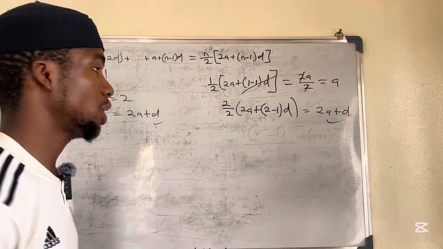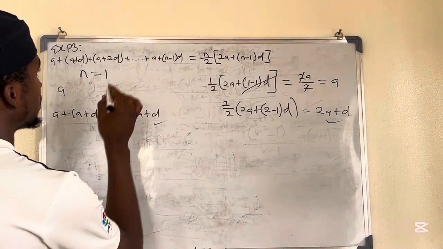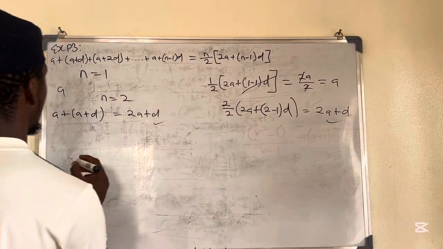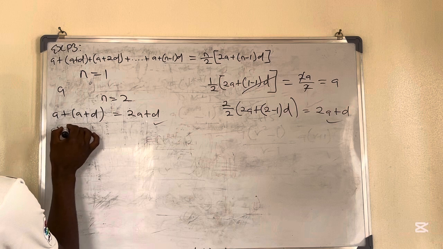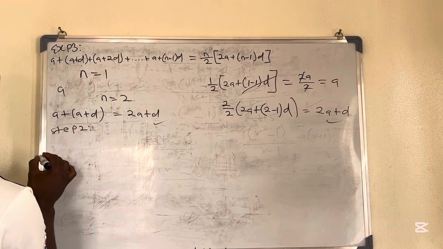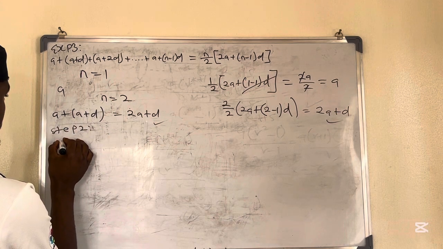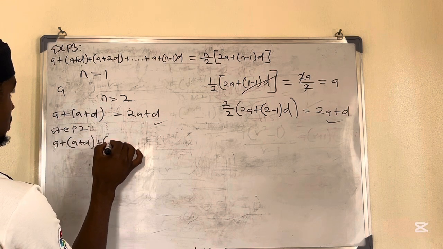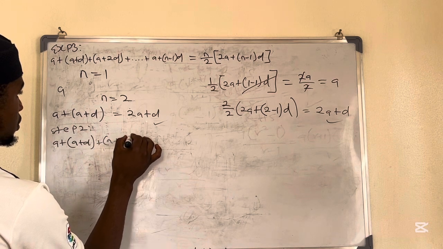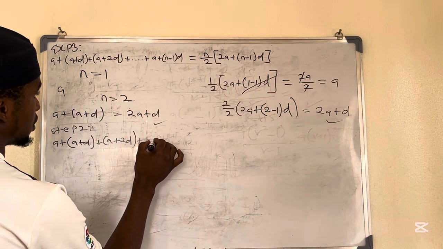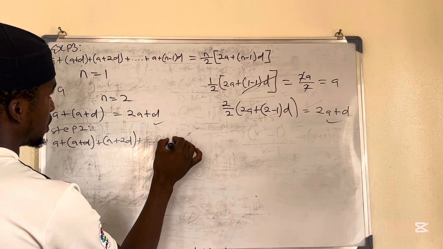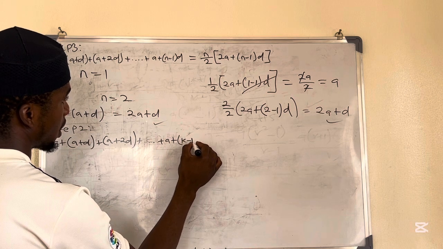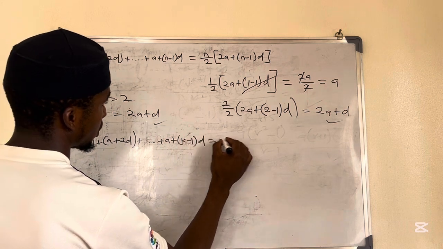So we quickly move toward step 2, where we are asked to just assume that n is equal to k. So we're just going to be substituting the value of n, which is equal to k, anywhere we see n. So we have step 2. Henceforth, I'm not writing the steps again. So a plus into a plus d plus into a plus 2d plus dot dot plus a plus, and then we see n equals k minus 1, then d.